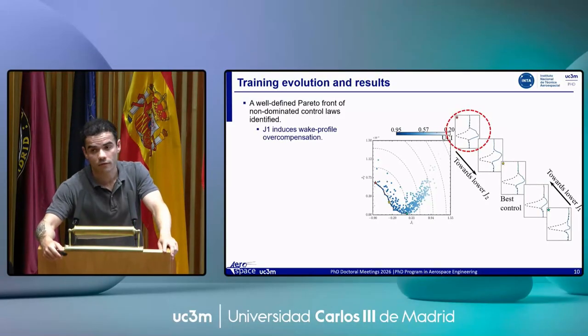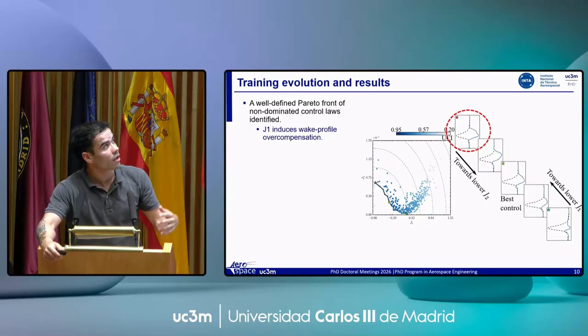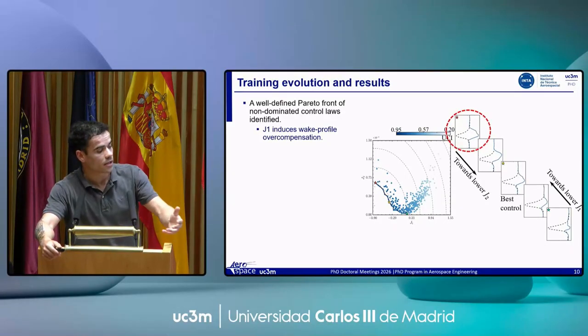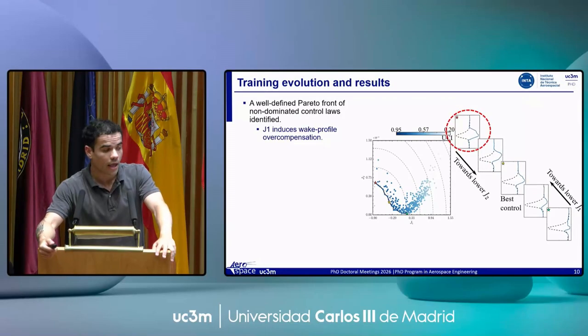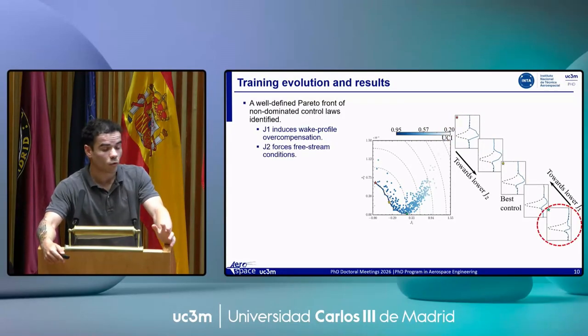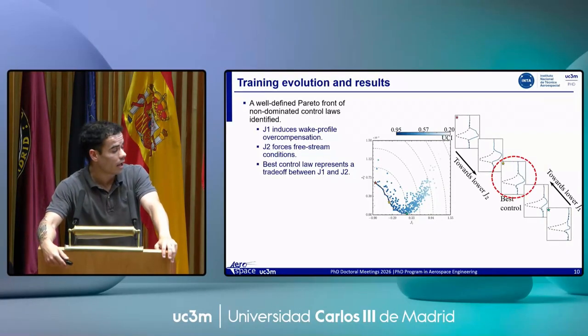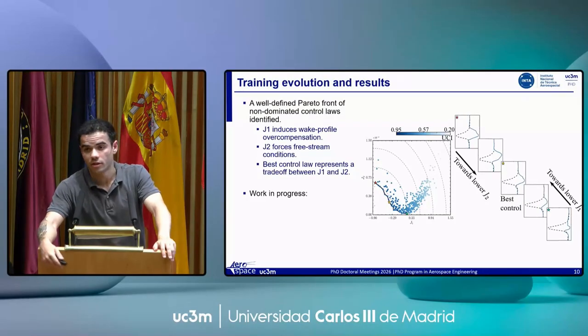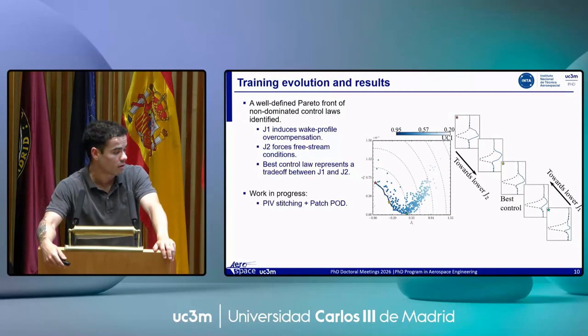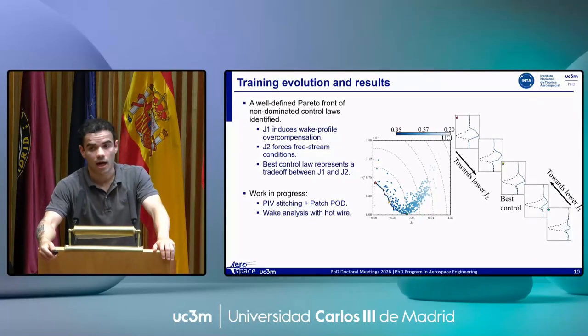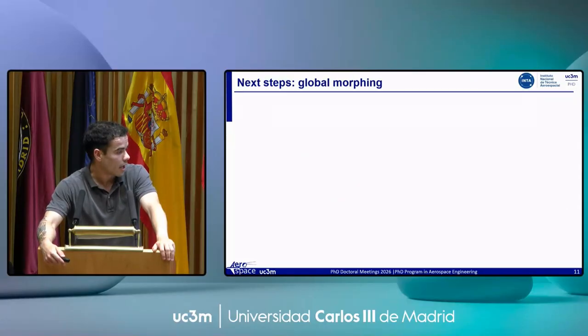For the case of J1, if you minimize J1, the wake creates a velocity excess, generating thrust, and if we minimize J2, as I said before, the wake behaves mostly like the free stream condition. In the middle of them, we can find the sweet spot where both are minimized. In order to better understand these results, the work in progress is based on PIV stitching, patch POD, and wake analysis with hot wire anemometry.